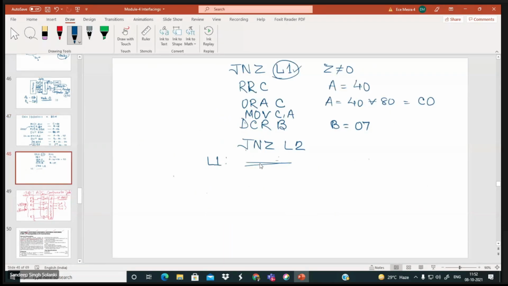So here what is to be written? It should not be C0. By the way, once again, accumulator should become 80. Yes, sir. So then we can do RLC, and then RLC, sir, we can do, and then we can AND with 80 maybe.